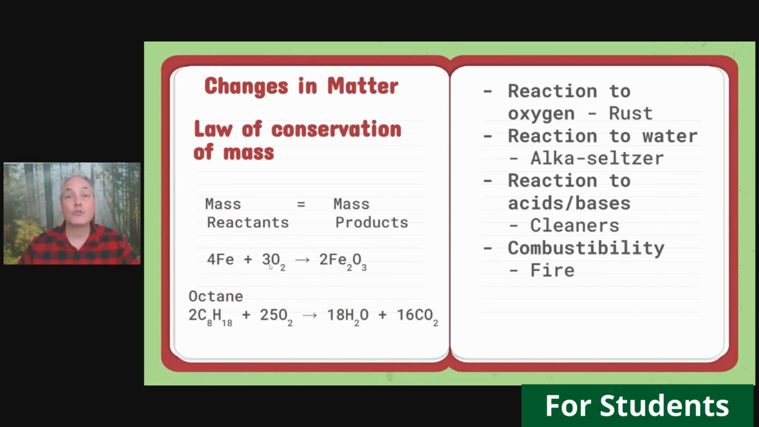We have here 3 molecules of oxygen. But if you look into the product, we have 2 molecules of iron oxide, Fe2O3, and each of the molecules has 3 oxygen.